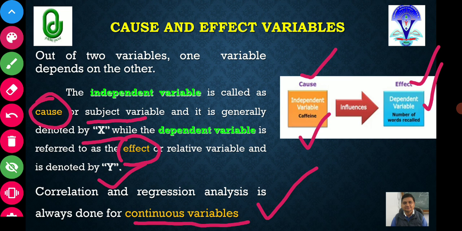Then correlation and regression analysis is always done for continuous variables. We have already discussed continuous variables. So you have to remember that correlation and regression are for continuous variables. They are not applicable where variables are discrete.